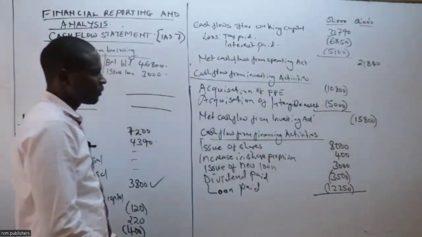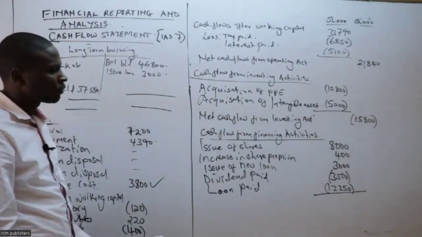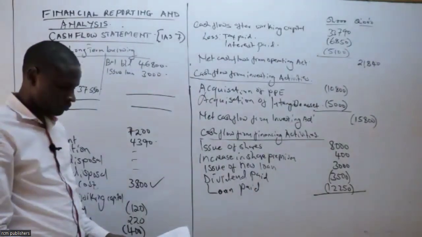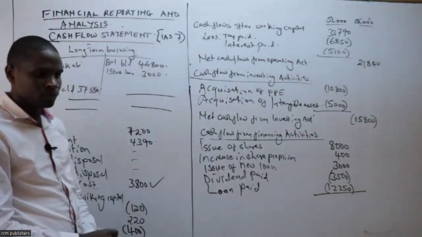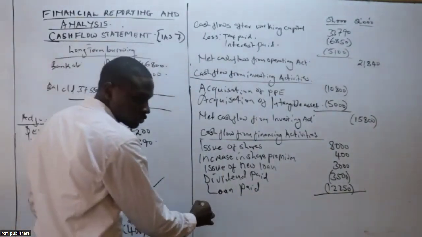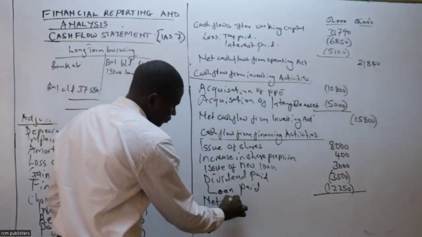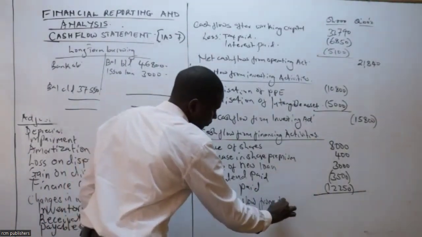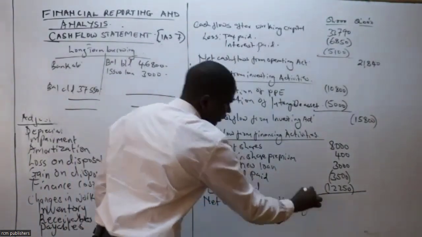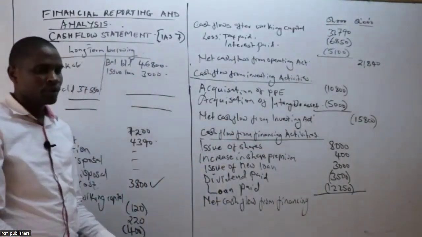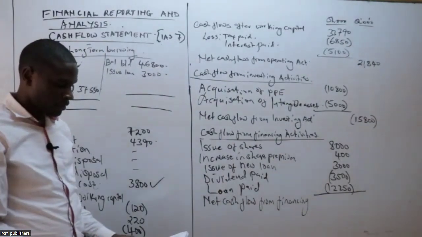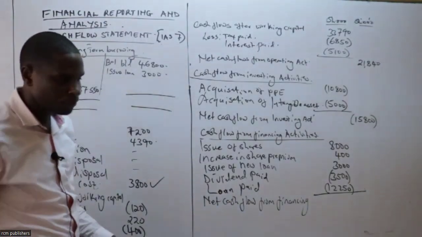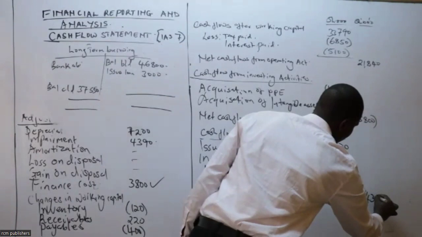So can you give me the total? How much is our total there? Net cash flow from financing activity. I think that is what we are looking at here. Give me the figure at the end. People are getting 4,350, which is a negative.